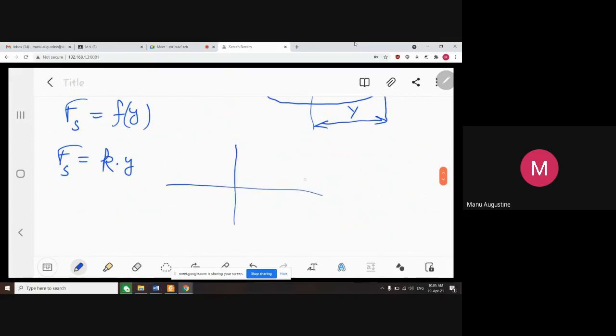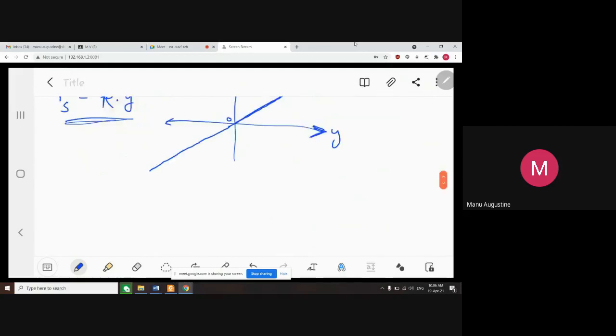And specifically, I'm talking about this straight line. So if Fs is plotted on the vertical axis and y is once again the independent variable, plotted on the x axis, then Fs is equal to Ky can be represented by this straight line passing through the origin. Now, mathematically, if I take the displacement in the negative direction, then the force will also extend in the negative direction like this. So this is the actual graph of Fs is equal to Ky.